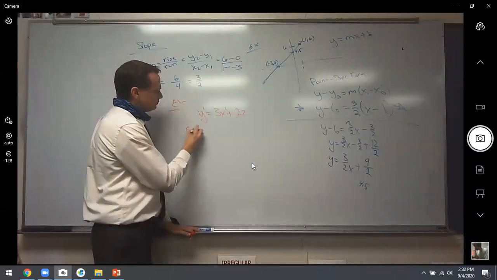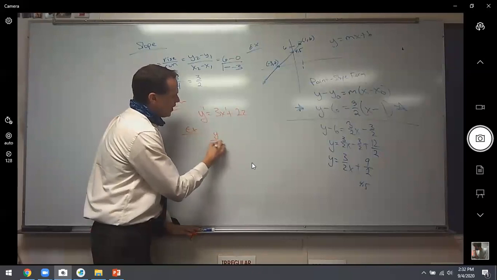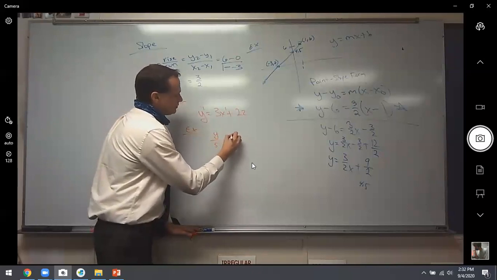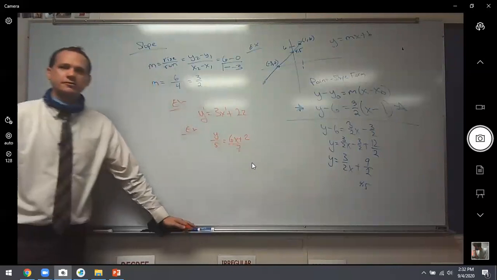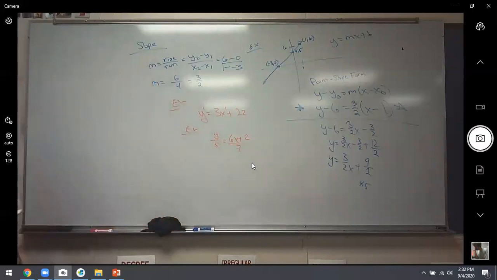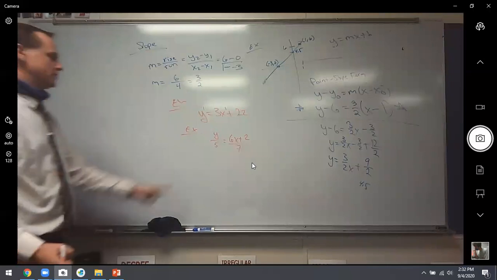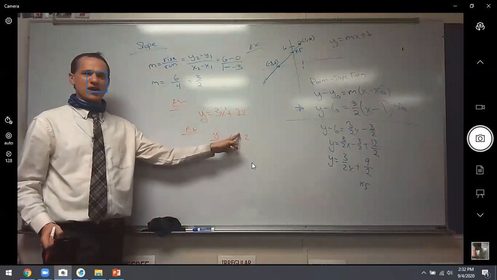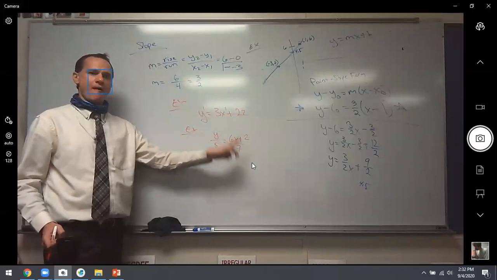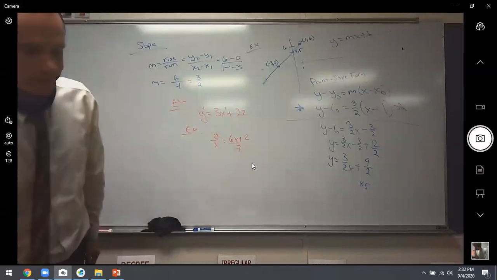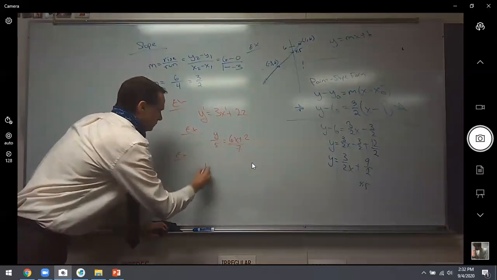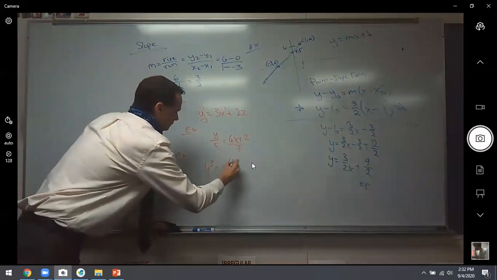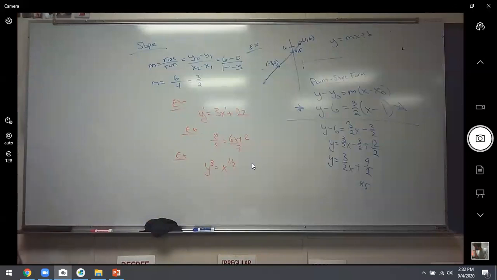How about this one? Y over 5 equals 6x plus 2 divided by 7. Looks scary. Still linear. Why? This is still raised to the first, and this is still raised to the first. Does the other stuff matter? Nope. This is linear.